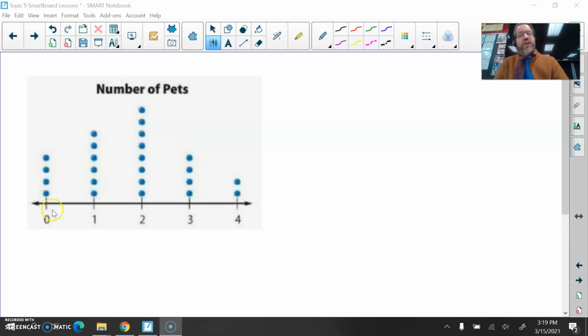4 of the students said, well, I don't have any pets, 0. Here there are 6 students that said, oh, I have 1 pet. Here we have 8 students who said they had 2 pets. 4 students said they had 3 pets. And 2 students said they had 4 pets. Okay, so anyway, that's the number of pets that each of the 24 students in this class said they have. Now, I want to analyze the data here and see if I can find the mean, median, mode, and range.